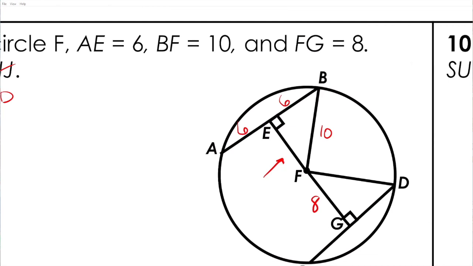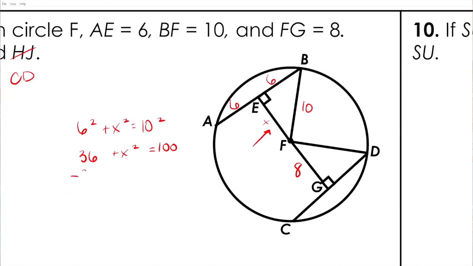Okay, so let's go ahead. We can do the right triangle. So 6 squared plus x squared is 10 squared. So 36 plus x squared is 100. Subtract 36 from both sides. X squared is 64. Square root both sides. So we figured out and confirmed that they are equidistant.